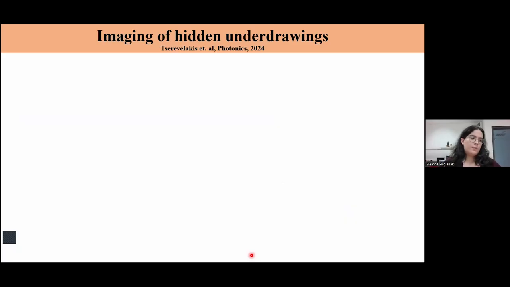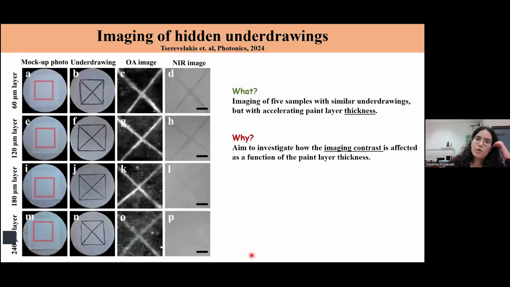Now, we focus again on the imaging of the underdrawings, but this time we want to compare the imaging contrast of those two techniques, photoacoustic and NIR. So in order to do that, we have prepared another series of mockups with gypsum substrate, in which we drew a similar underdrawing, and then we covered them by applying an accelerated paint layer thickness from 60 micrometers to 240 micrometers. And then we added a gelatin gel layer on top of them in order to be able to image the underdrawings with the photoacoustic technique.